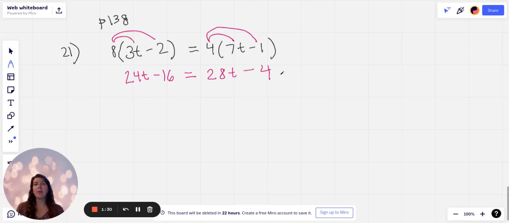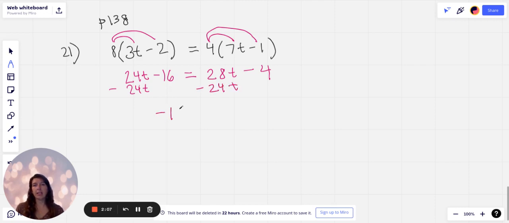Okay, now I'm going to ask myself, are there any terms that I can combine? Do we have any like terms on this side? I have a t, I have a constant. A constant is a number that doesn't have a variable attached. So I can't combine these terms. Over here, I have a t and a constant, so I can't combine these terms. So I want to set this equation up so I have my t's on one side and my constants on the other side. So I'm going to first subtract 24t from both sides.